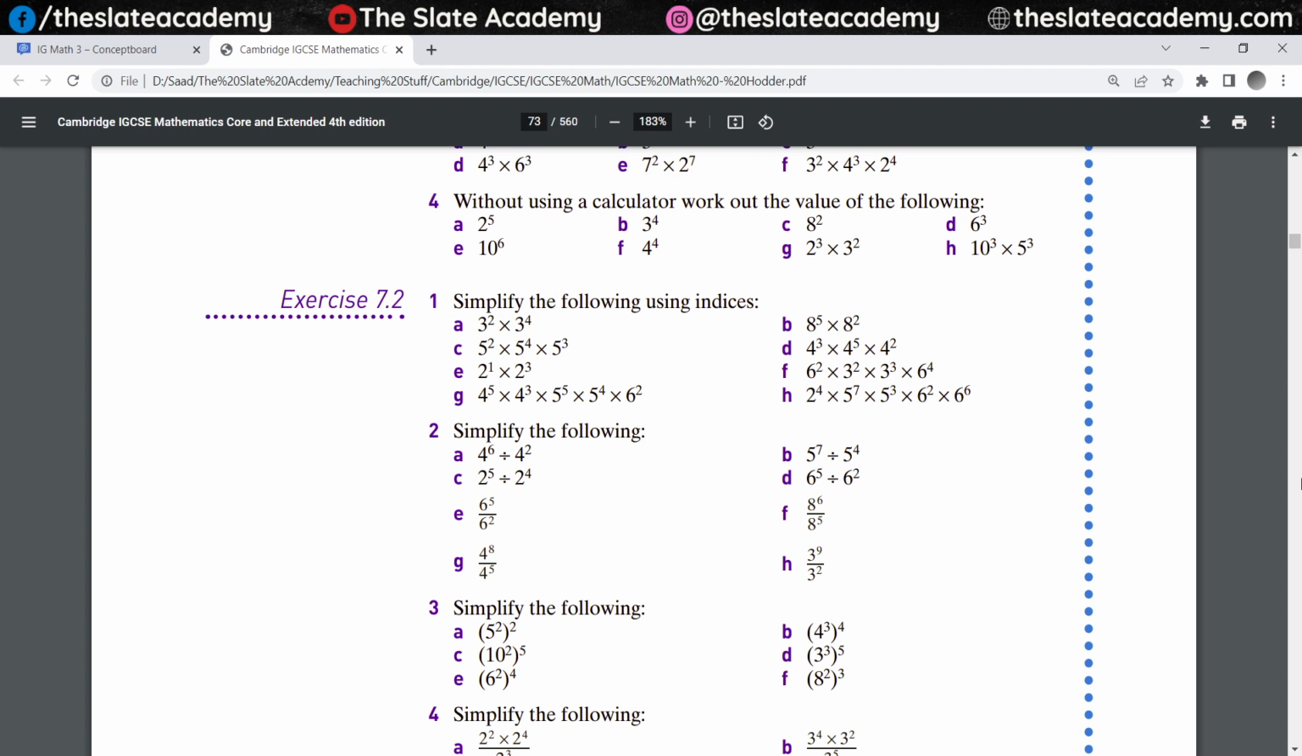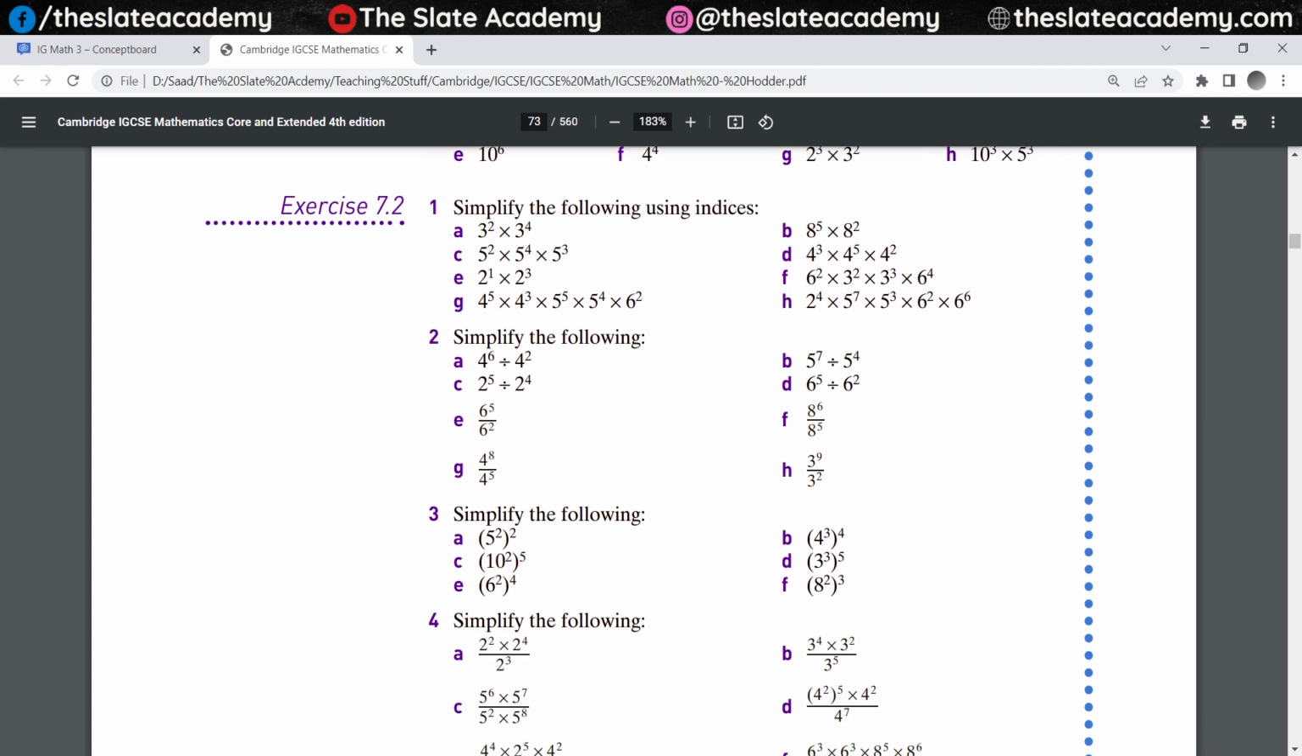For 10, here is another rule. 10 to the power something will always be equal to 1 followed by that many number of zeros. So 10 to the power 2 will be 100. 10 to the power 3 would be 1000, 1 and 3 zeros. 10 to the power 4 will be 10,000, 1 and 4 zeros, and so on.